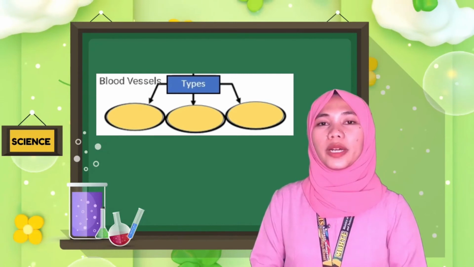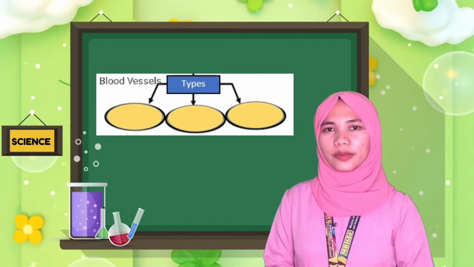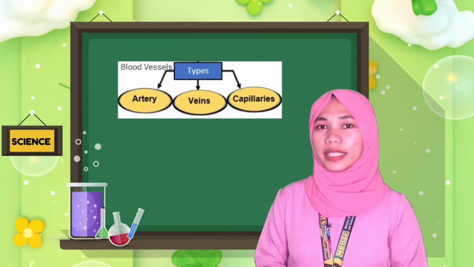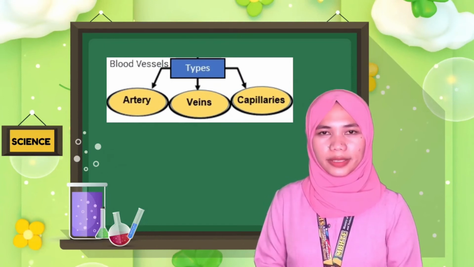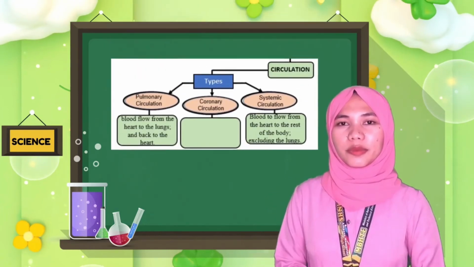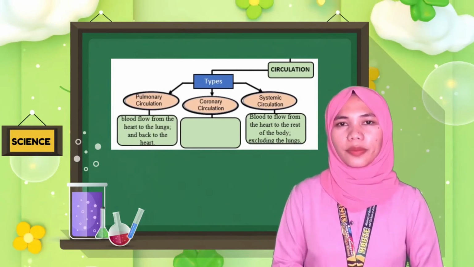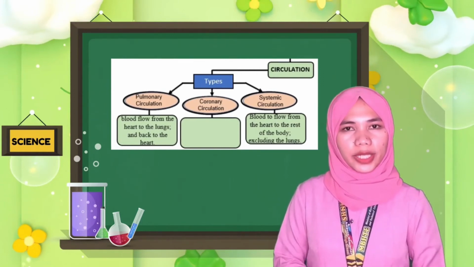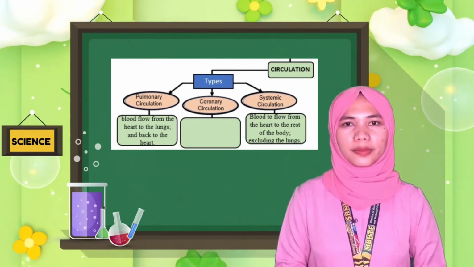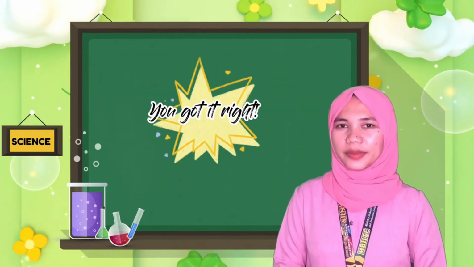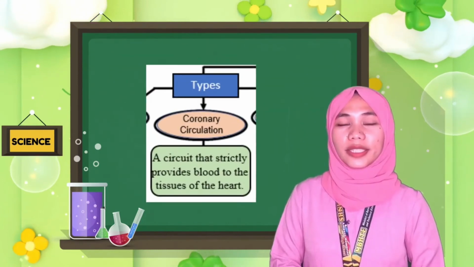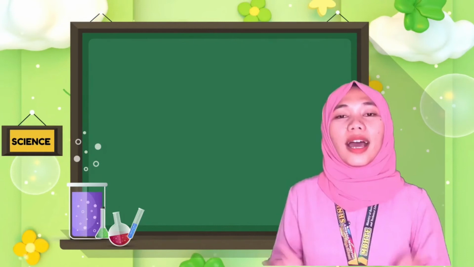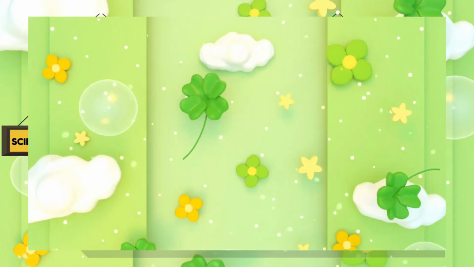The question is, what are the types of blood vessels? Very good. These are the arteries, capillaries, and veins. Now let's proceed to the last missing description of the concept. The question will be, how do we describe coronary circulation? You got it right. Coronary circulation is the circuit that strictly provides blood to the tissues of the heart. A round of applause for your great performance.